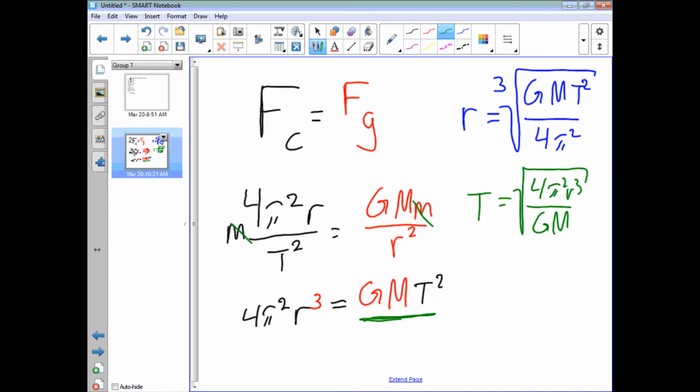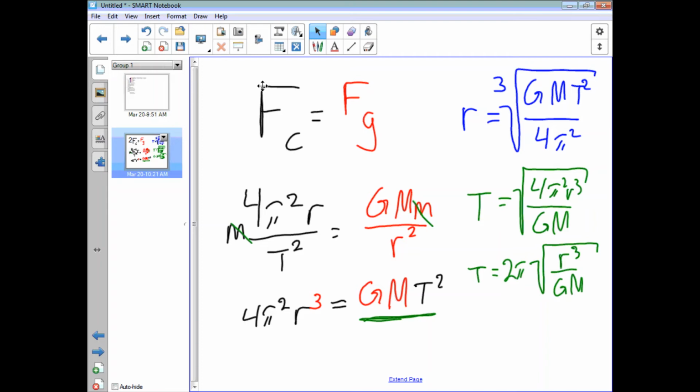Now, I had already written it on the previous slide. We can say it as T is equal to 2 pi. So I just took the square root of 4 and pi squared. So I'd have r cubed over big G, big M. Okay, that's fine.